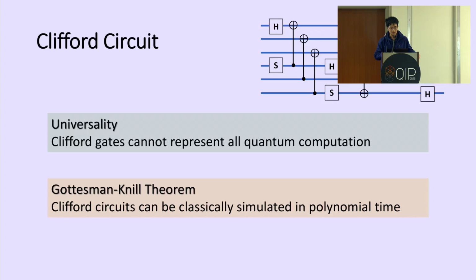And apparently, it is no. For universality, Clifford gates alone cannot generate all the quantum computation you want. And also, by the Gottesman-Knill theorem, we know that if your circuit only has Clifford gates, then you can do classical simulation. The runtime is polynomial in n. In other words, you don't need a quantum computer. So how do we fix this?